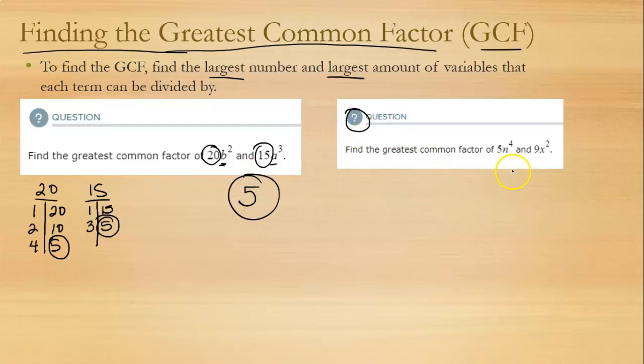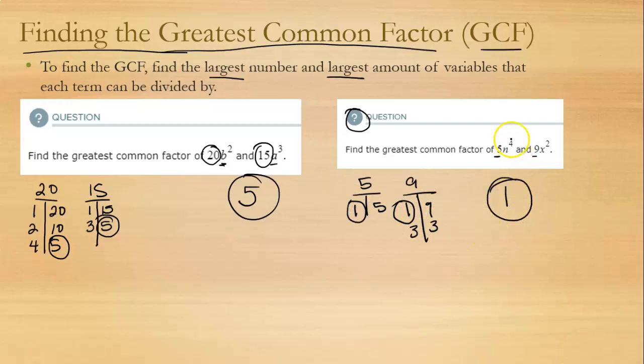For one like this, when I look at the factors of 5, it is only 1 and 5. There is nothing else. 9 is 1 and 9 and 3 and 3. The largest number they both have in common is 1. It is important that you recognize that 1 is a greatest common factor. They don't share any variables in common, so for this answer, it would just be 1.